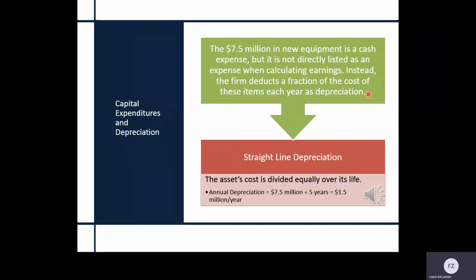So what we are going to do is apply straight line depreciation, where the asset cost is divided equally over its estimated useful life. We assume the equipment is purchased at the end of year 0 and use straight line depreciation over a 5-year life for the new equipment. Therefore, HomeNet depreciation expense will be 1.5 million per year in year 1 through year 5.